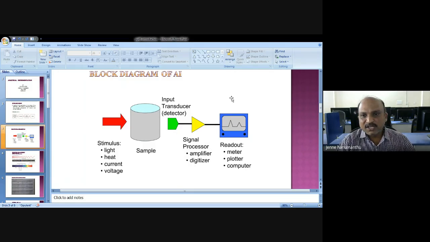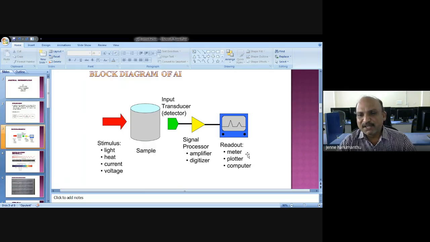Then the output of the processor is going to give a readout. The readout is a display. It may be a meter or any plotter, or sometimes a computer. What is a meter? A meter is nothing but an ammeter, a voltmeter, or any digital instrument like a multimeter.